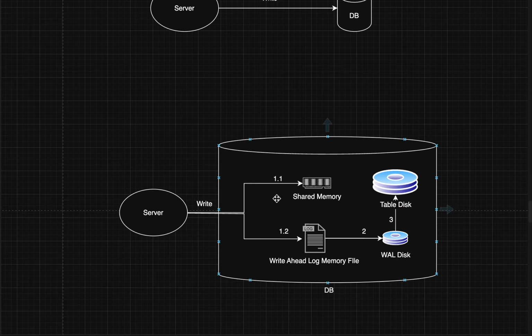What the database does is write in the shared memory, but it also writes that operation in a write-ahead log file. As soon as you commit a transaction, like you say, yeah, I have done my transaction, commit it, it flushes all the records from this file to the disk. This file is flushed and written to disk, and from there we write into the table on the disk.